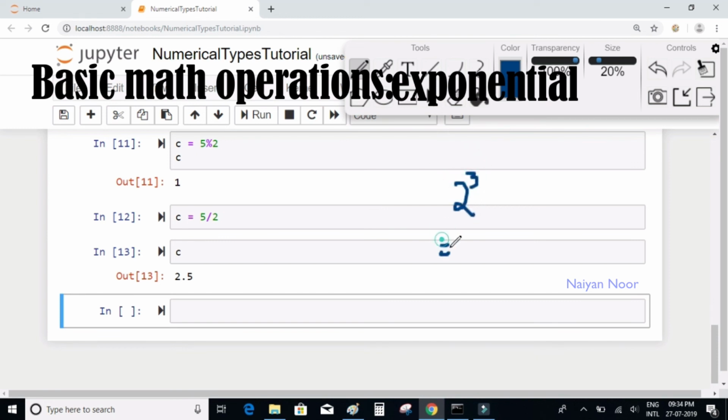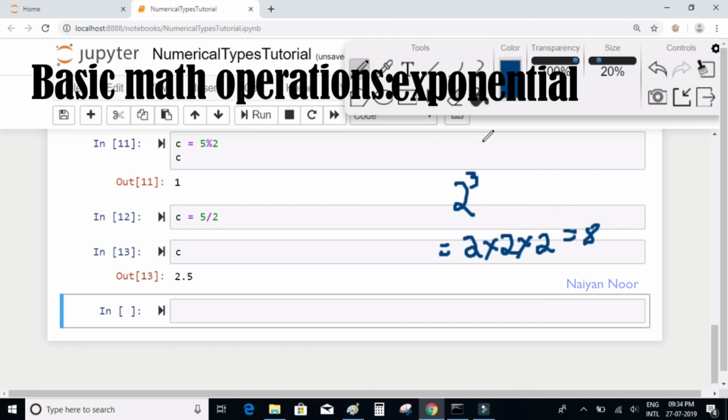So what will be the value? It should be 2 into 2 into 2, right? Which is equal to 8. So 2 to the power of 3 is nothing but multiplying the same number 2, 3 times. So the answer in this case will be equal to 8.